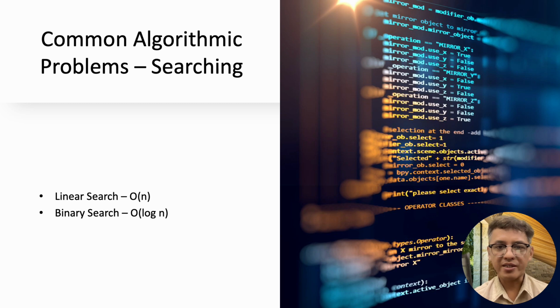Binary search is a much faster technique, but it requires the data to be sorted. It works by repeatedly dividing the search range in half. For example, when looking up a name in a phone book, you don't start at the beginning. You flip to the middle and adjust based on comparison. That's binary search in action. Choosing the right search algorithm depends on whether the data is sorted and how large the dataset is.